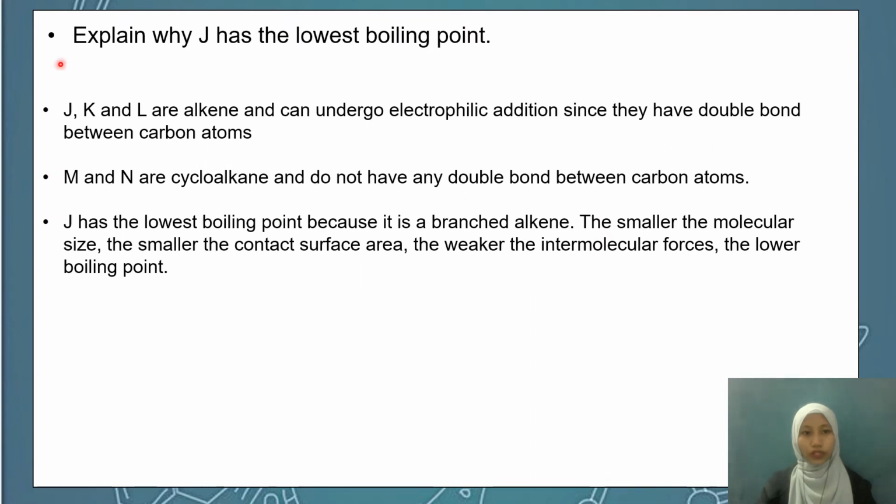The next question is explain why J has the lowest boiling point. From the answer previously, we know that J, K, and L are alkenes and can undergo electrophilic addition, while M and N are cycloalkanes. J, which is 2-methylpropene, has the lowest boiling point because it is a branched alkene. We know that the smaller the molecular size, the smaller the contact surface area, the weaker the intermolecular forces, the lower the boiling point. That's why J has the lowest boiling point.